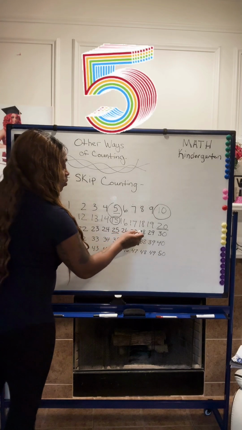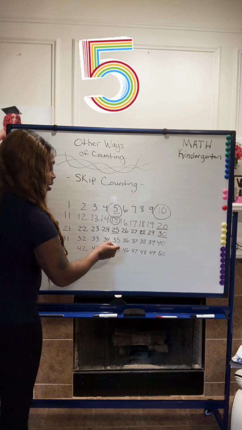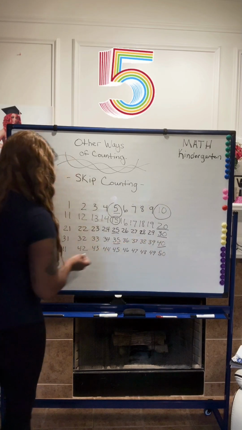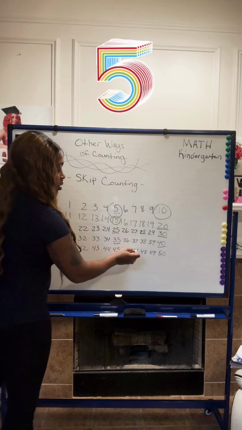Skip 1, 2, 3, 4, 30. Skip 1, 2, 3, 4, 35. Skip 1, 2, 3, 4, 40. Skip 1, 2, 3, 4, 45. Skip 1, 2, 3, 4, 50.